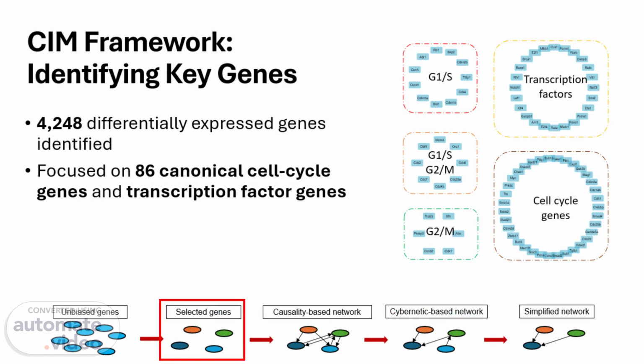From the initial high-resolution data, we identified 4,248 differentially expressed genes. We then narrowed our focus to a more manageable set of 86 canonical cell cycle genes and transcription factor genes. This focused approach allows us to concentrate on the most relevant players in cell cycle regulation, as highlighted in the network diagrams.